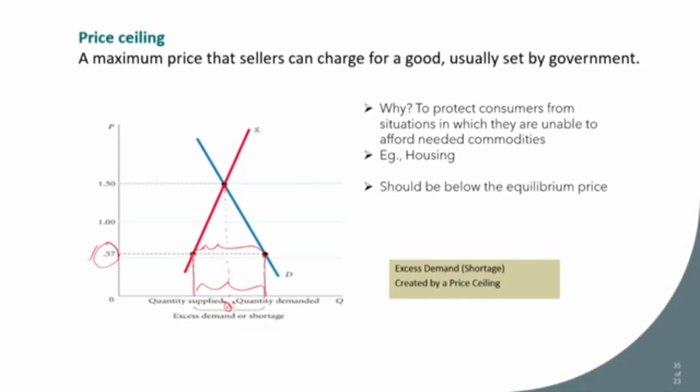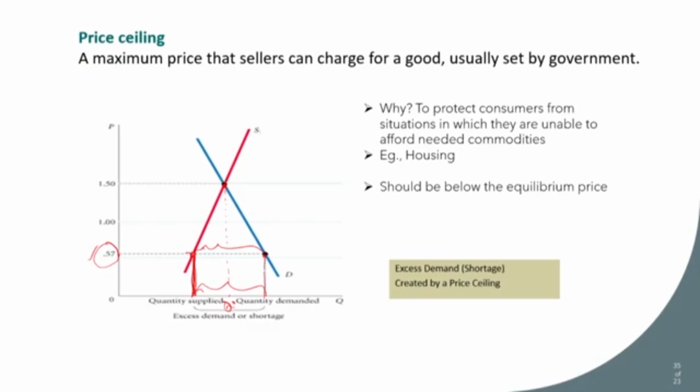But the point is that since the government has put a maximum ceiling of 0.57, only this much quantity will be produced and transacted, because in order to supply beyond this, the sellers need to get a higher price. But since the price is 0.57, they will be supplying only this quantity supplied. At this price, the poor people can afford 0.57 to buy housing. But in this case, there is excess demand. That is the unintended consequence.